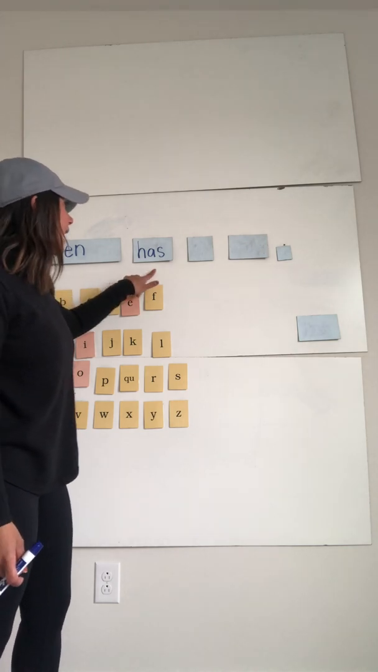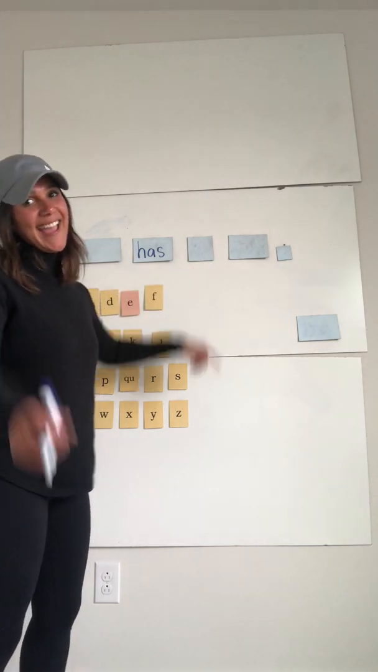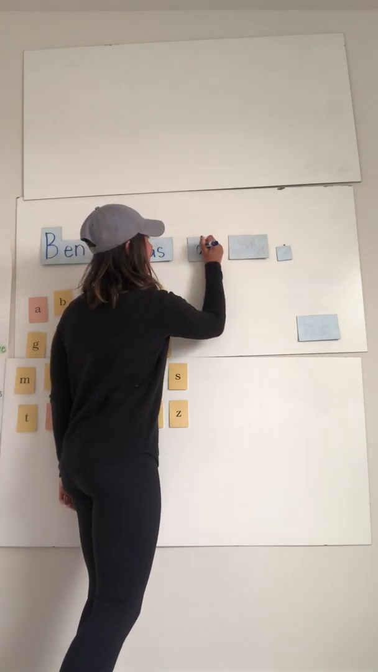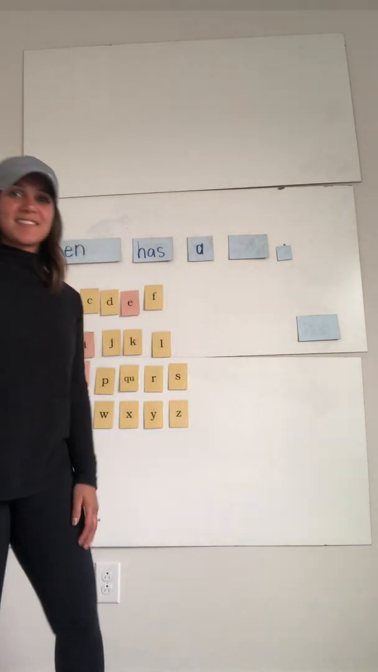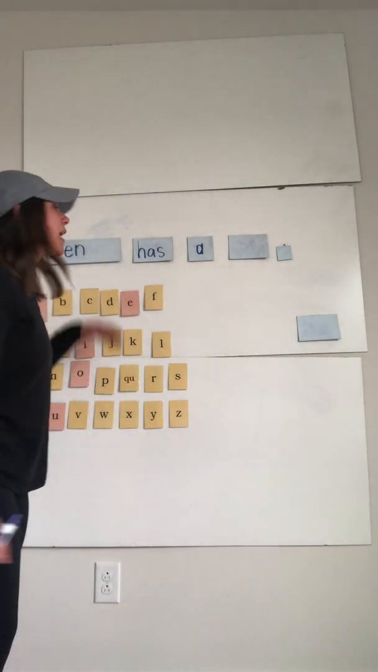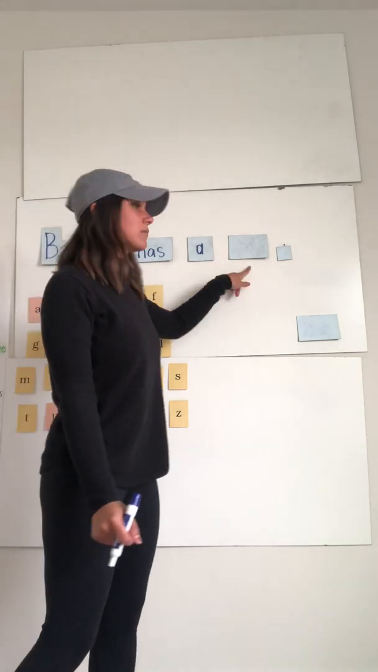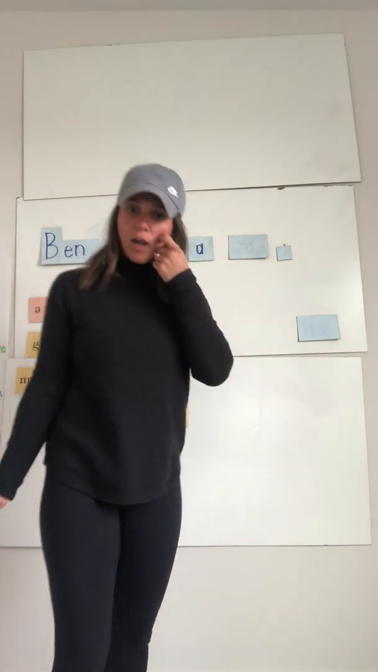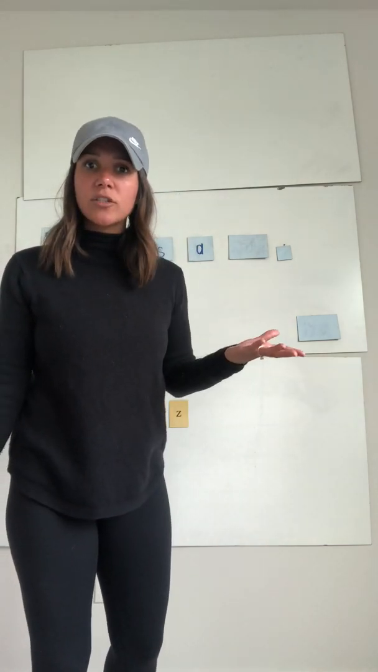Ben has a. Nice. And everybody should know how to write a. Because a is also a sight word, but it's also a vowel. In this case, it's a word. So Ben has a dog. Good. All right, so dog. That's actually a CVC word too. That means that we can tap it out together.